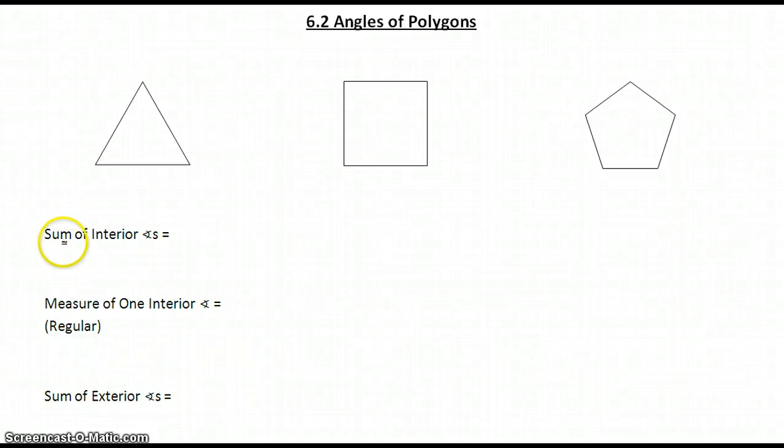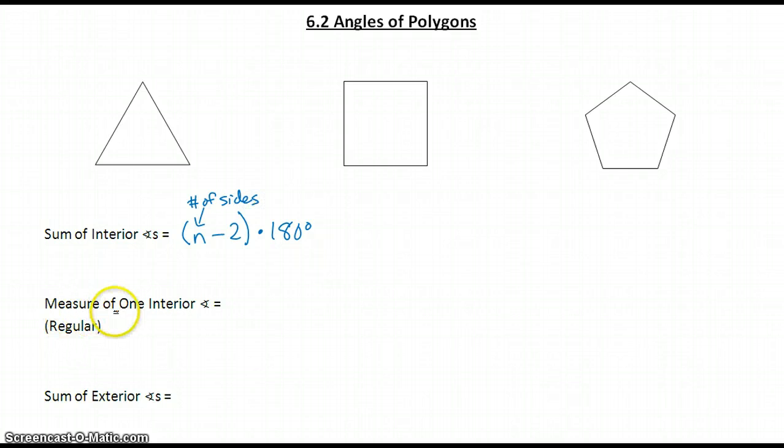If I want to find the sum of the interior angles of a polygon, I need to find the total of all of the interior angles added together. For any polygon, the sum of the interior angles is going to be n minus 2 times 180 degrees, where n is the number of sides of my polygon.